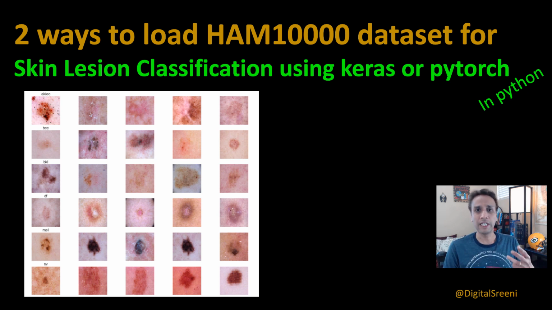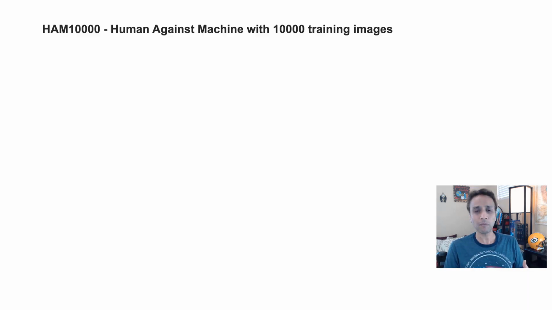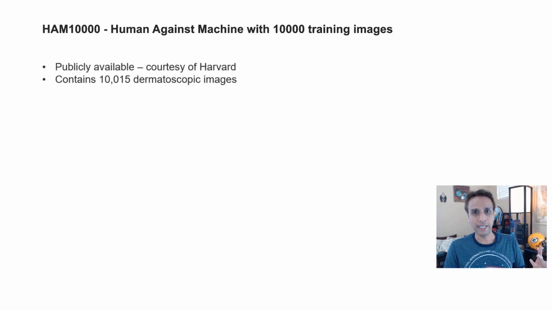Okay, now first let's understand what this dataset is all about. First of all, HAM10000 stands for Human Against Machine with 10,000 training images. So as you can imagine, this dataset has about 10,000 training images. And these are publicly available courtesy of Harvard database dataset. I'll leave a link to this in the description, and I'll also display the link in a minute on the screen. It contains 10,015 dermatoscopic images, basically the skin images showing the lesion.